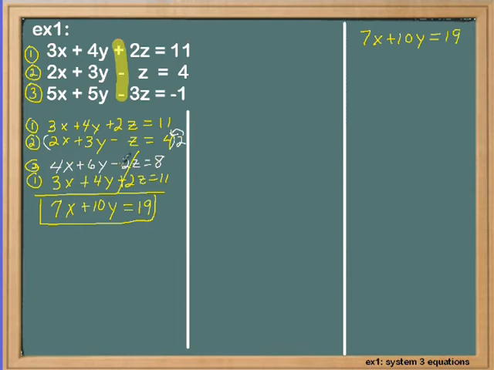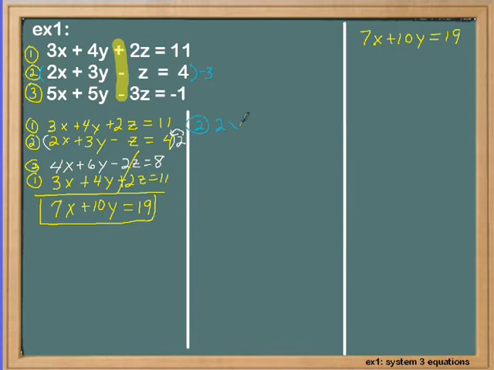All right, now it's time for me to pick a different 2 equations. I'm going to analyze this again and see that I think the best ones to eliminate would be 2 and 3, because then all I have to do is take that second equation and multiply that by a negative 3. So let's get started. Let's write our equations.